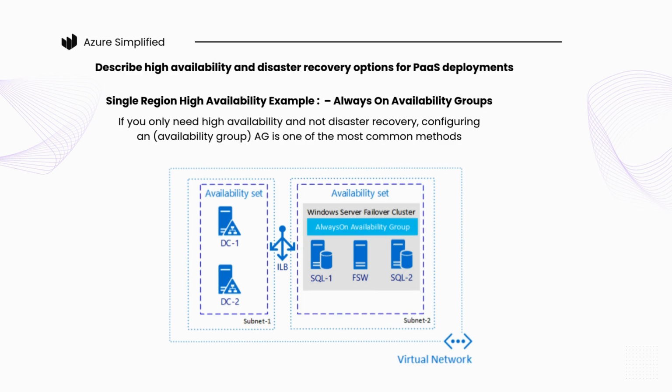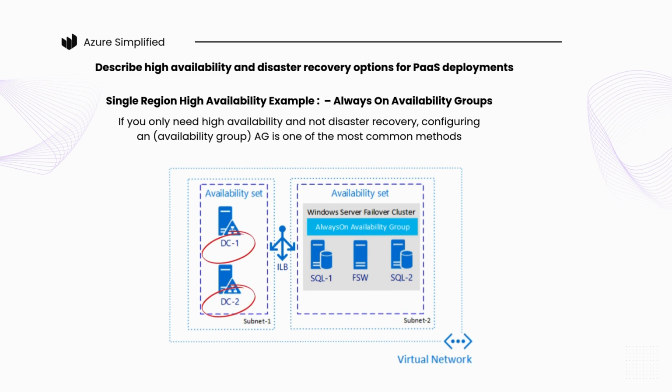This diagram represents a high availability setup in a virtual network using Windows Server Failover Cluster, WSFC, with Always On availability groups in an Azure environment. Here's a breakdown of the components. 1. Virtual network. The entire setup is contained within a single virtual network in Azure. It consists of two subnets, Subnet 1 and Subnet 2, for better availability and segmentation.